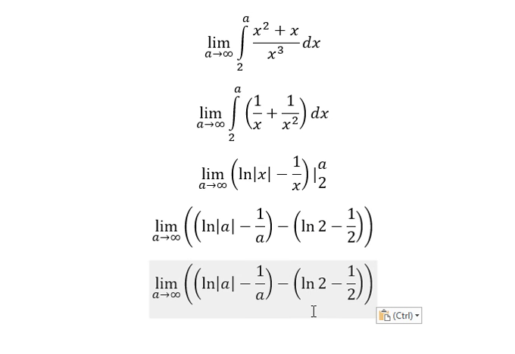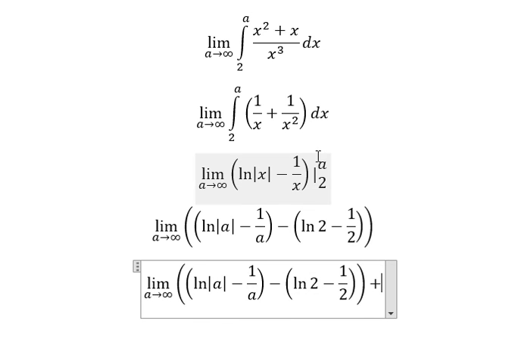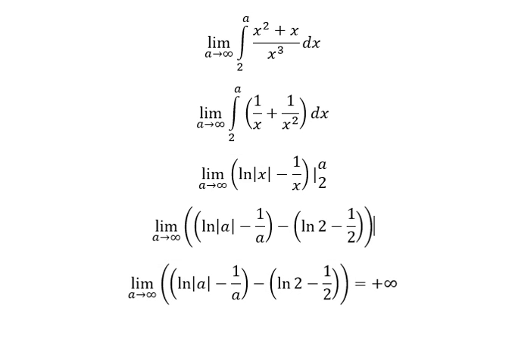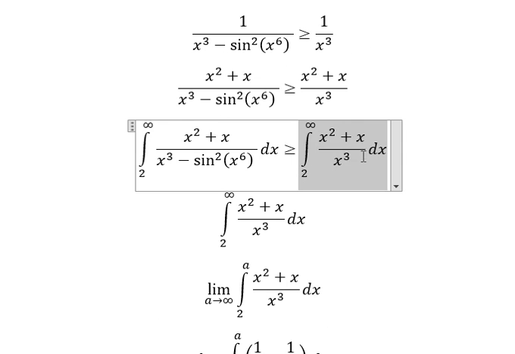So when a approaches positive infinity, this one goes to positive infinity. 1 divided by positive infinity, you get 0. But when a approaches positive infinity, this one goes to positive infinity. So positive infinity minus the value in here, you still get positive infinity. But we know that this one goes to positive infinity. That means this one is divergent.